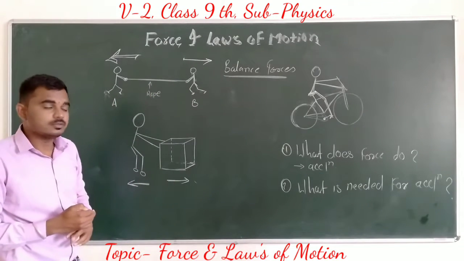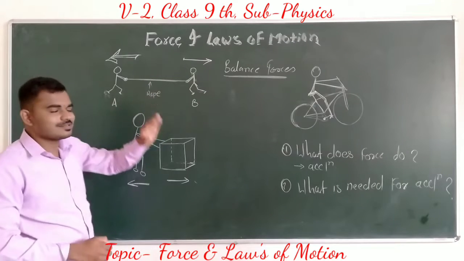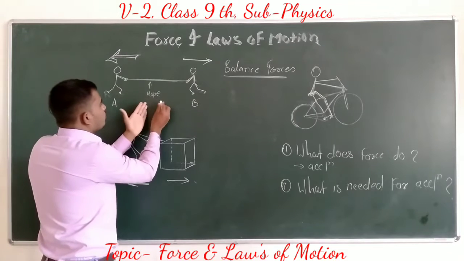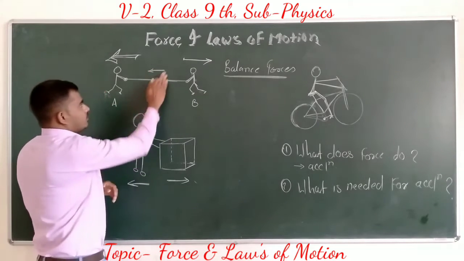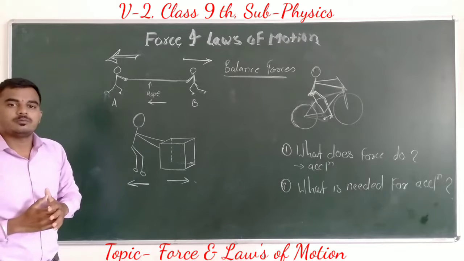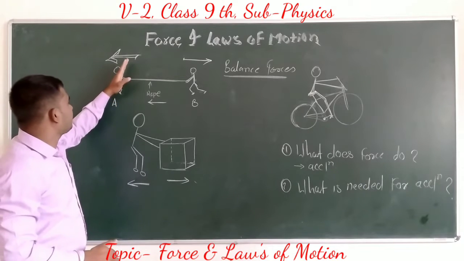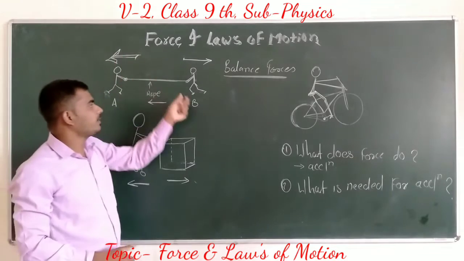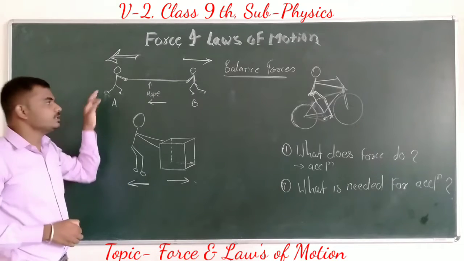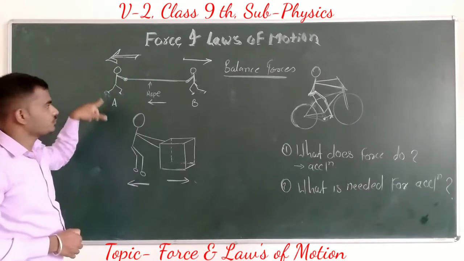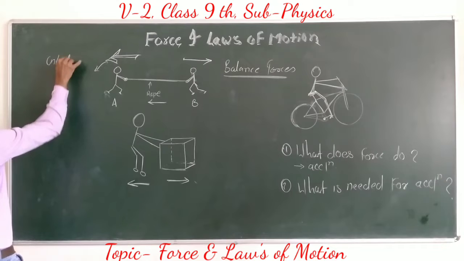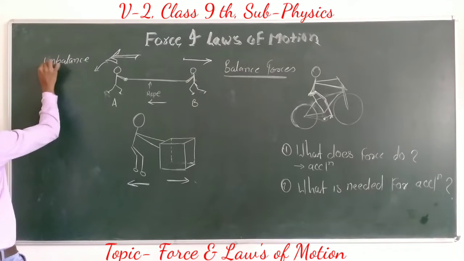So what will happen here? Here the rope accelerates. The boy also accelerates towards A. That means the rope is moving like this, and that boy is also moving like this, because the force applied by A is greater than the force applied by B. So such a force is called an unbalanced force.